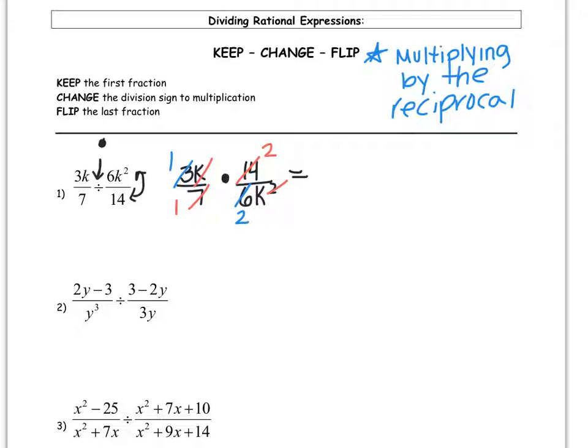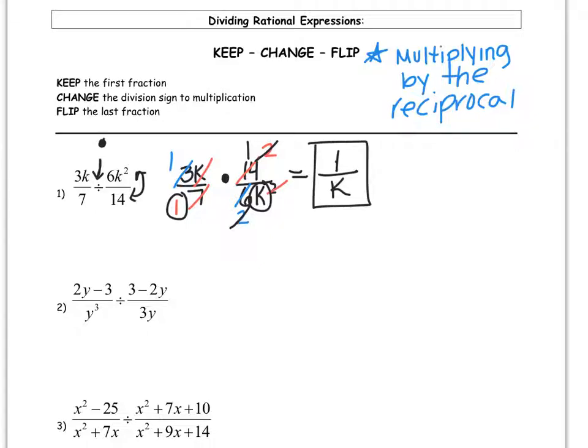And I even notice that I have now 2 divided by 2, which cancel to 1. So the only thing that's left on the top to multiply is 1 times 1, which is 1, and the denominator is 1 times 1 times k, which is just k.